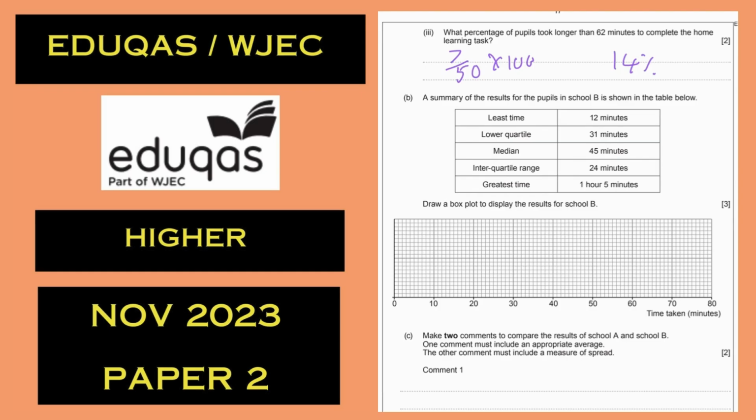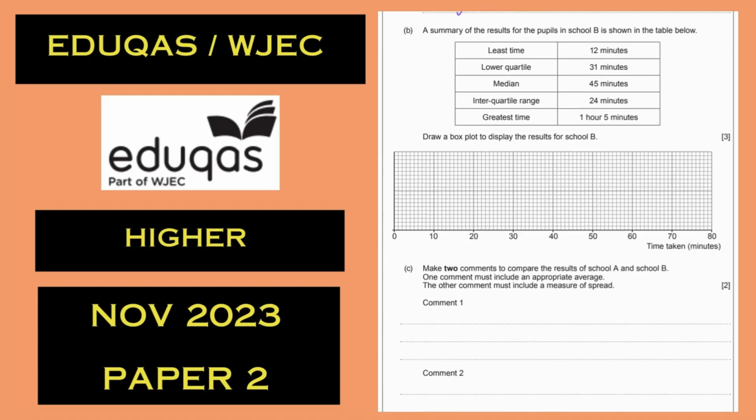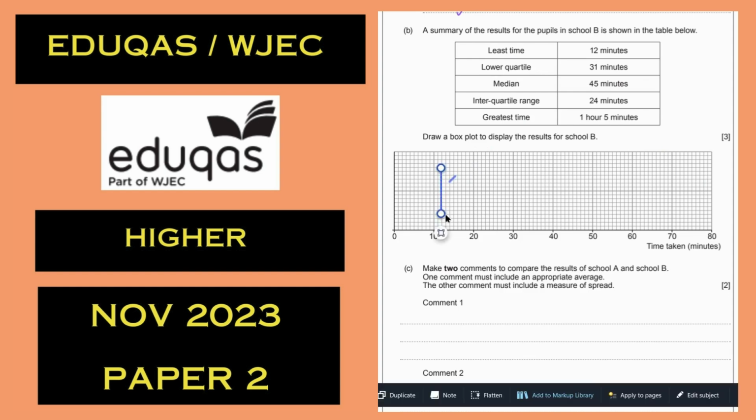Part B, because they love these things, 5 more marks. We have a summary. I've not drawn it in advance because I can do the ruler. Follow it through with one step at a time. The lowest is 12 minutes. Find your line, get it on, and I'll just nudge it up.